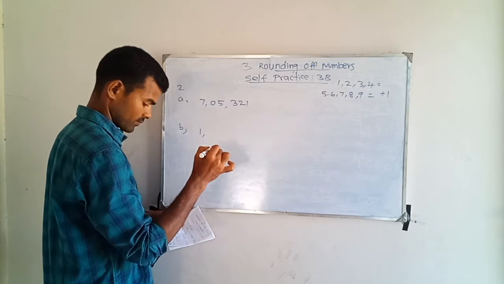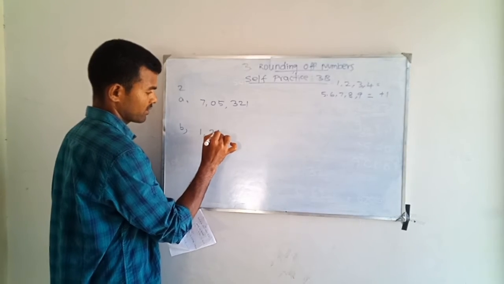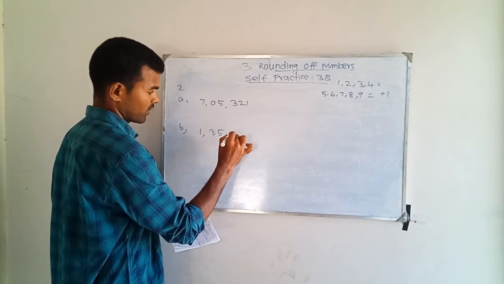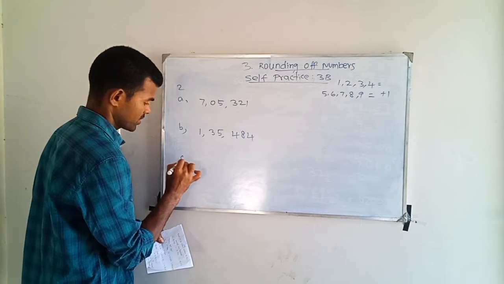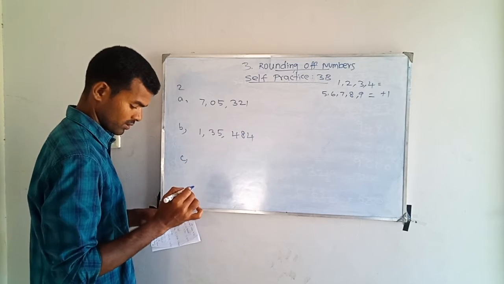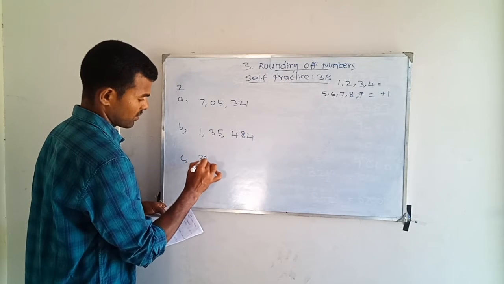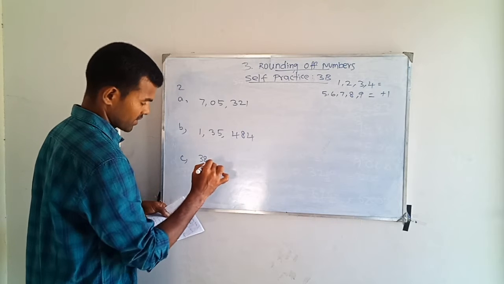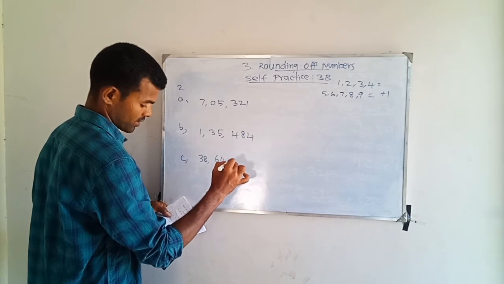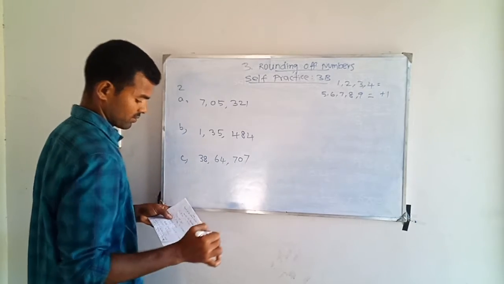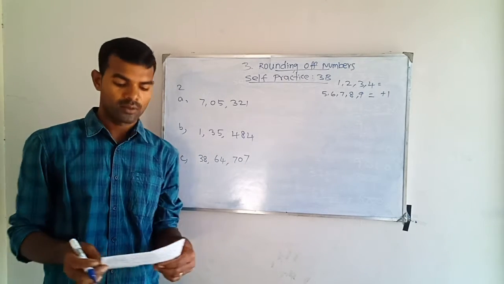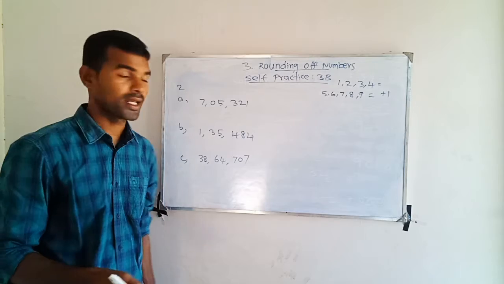And the B question is 1 lakh 35,484. And the C question is 38 lakh 64,707. Now we are going to round the number to the nearest lakh.